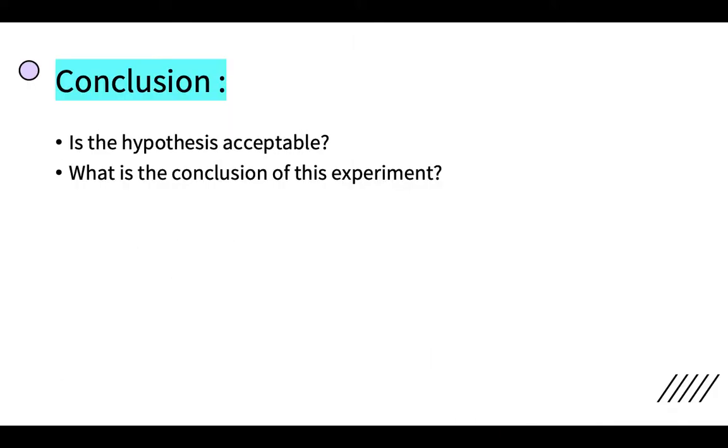Okay, next. Jadi, as a conclusion, is the hypothesis acceptable? And then kita repeat balik kita punya hypothesis. Just now, the smaller the size of the particles ataupun the bigger the total surface area of particles, the higher the rate of reaction. Jadi, conclusion kita, hypothesis kita can be acceptable.